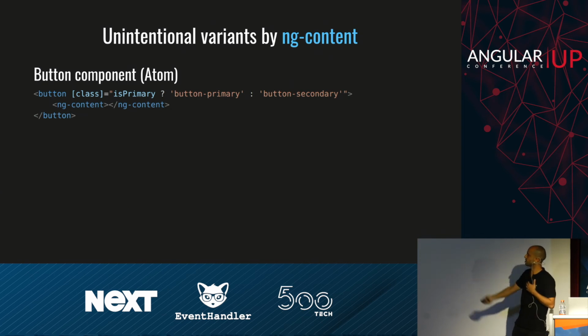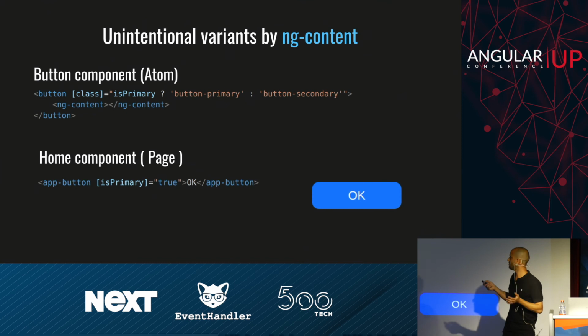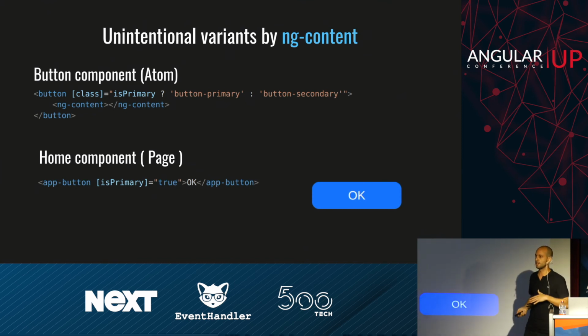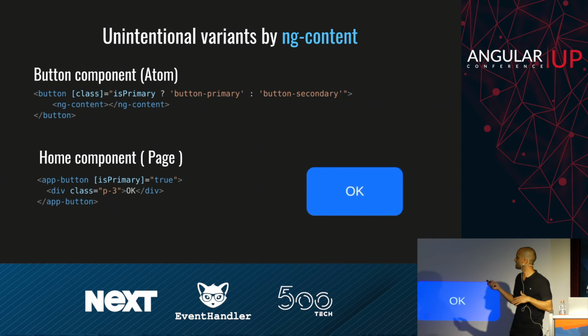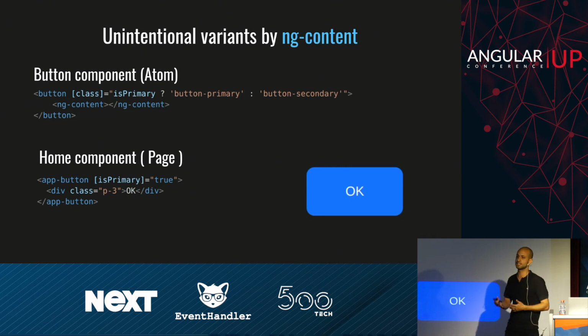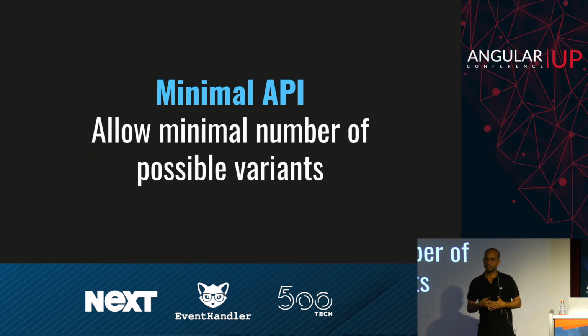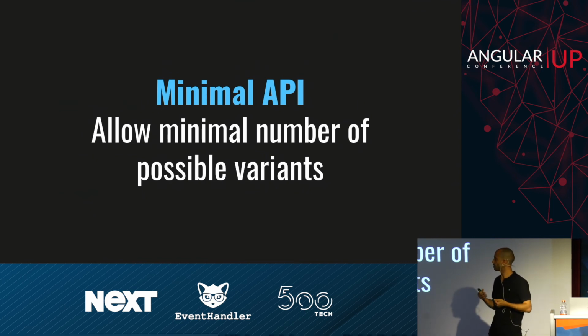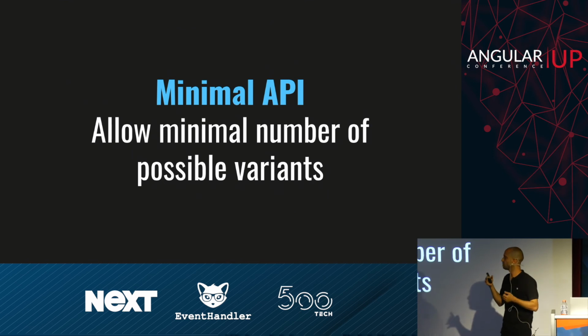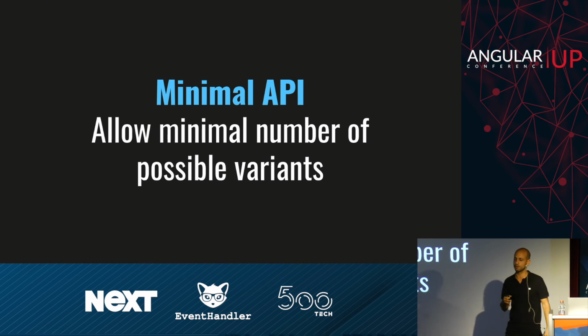And then we can pass an ng-content. And the problem with this approach is that it's still too easy to abuse it. It's still too flexible. Because if we use it like that, that's going to be fine. But if instead we pass this kind of content, we can still pass a class as an ng-content, and then we can affect the button, and we still have the flexibility problem. So lately, I start to build my components as minimal API components. It means that I try to build the API of the component which will allow the minimal number of possible variants for that component.